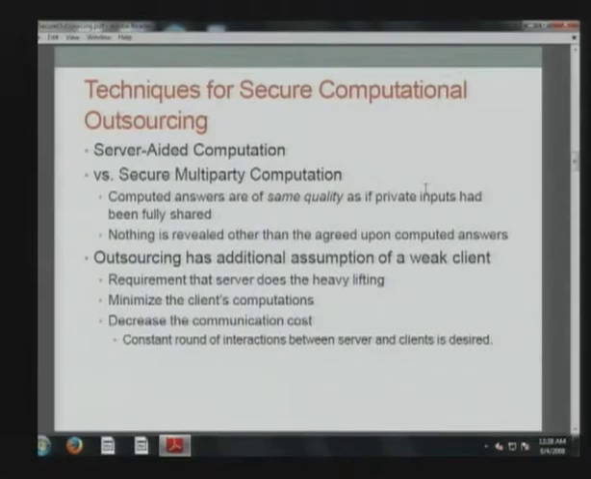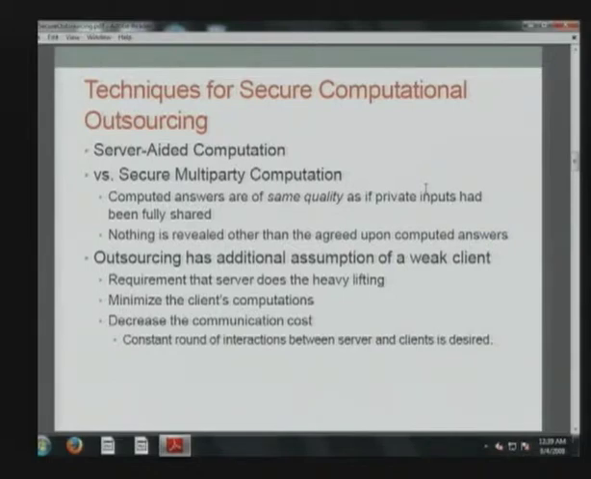Here are some techniques for secure computational outsourcing. This is also called server-aided computation because in this process, we send the input to the server, let the server compute, and then get back the results. It's similar in some ways to secure multi-party computation, because the computed answers in both settings are of the same quality as if the private inputs had been fully shared. So they want the exact answers.